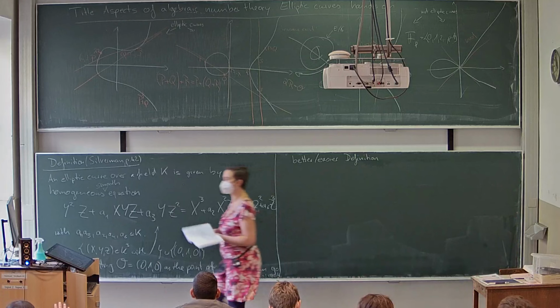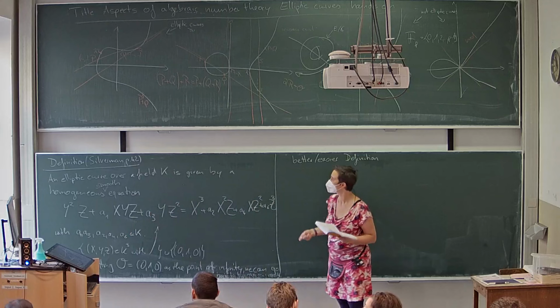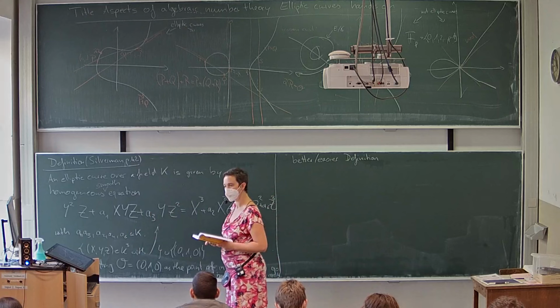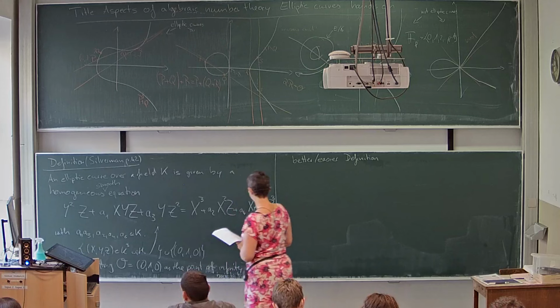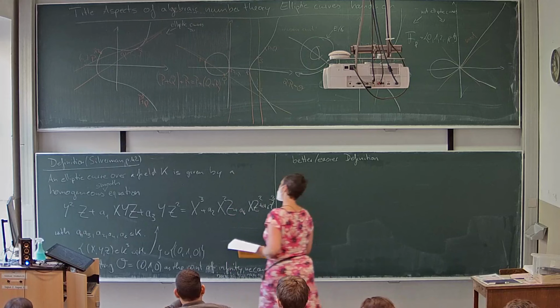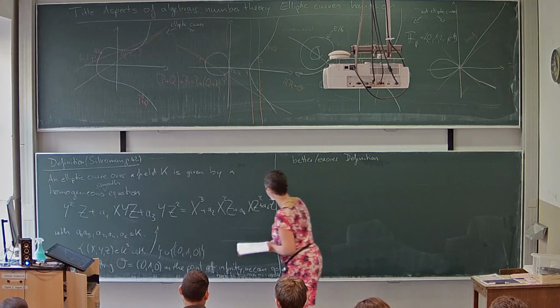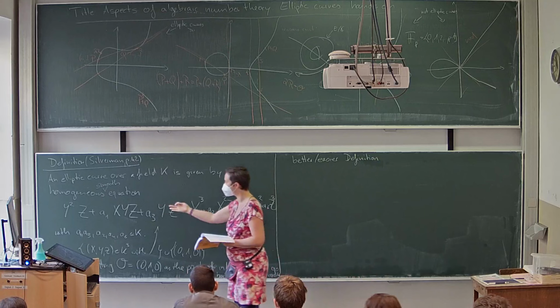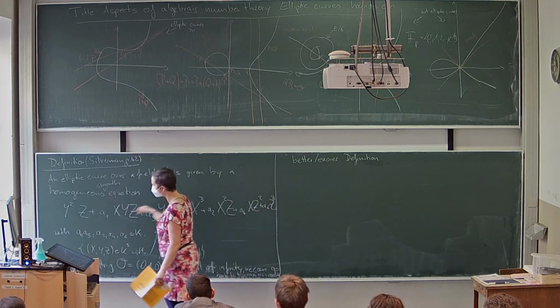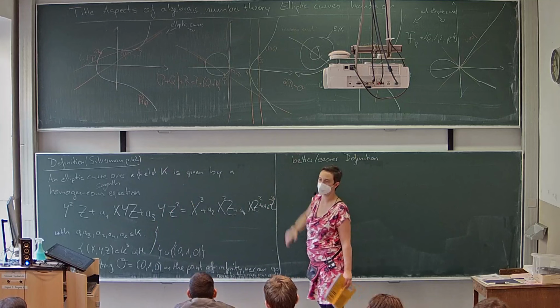Your question? Is there a simple conceptual reason why there's no x cubed y nor xy squared term? Oh, simple, probably not. If we had the terms that we don't have here, then it just would not be a nice curve where we can add points anymore.